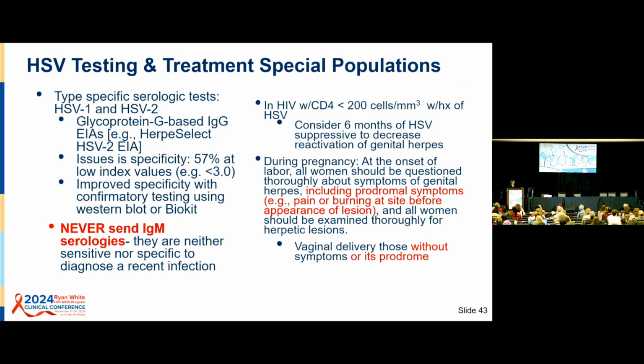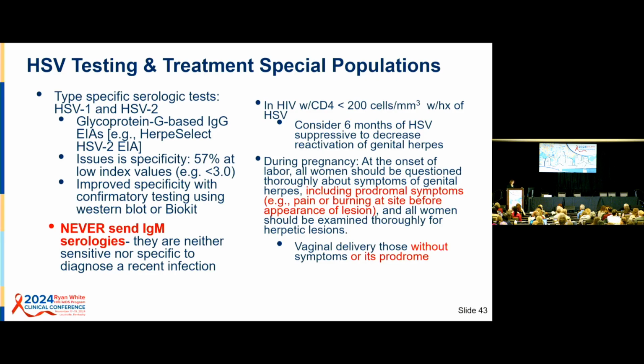Testing in the guidelines, if you're doing serology, which I hate HSV serology, but you should do the glycoprotein-specific G protein testing to identify if it's type 1 or type 2. Follow it up with a specific Western blot or a biokit, because there is this lack of specificity, especially if somebody has a low level of antibody in the blood. Never send an IgM, please, please, please.